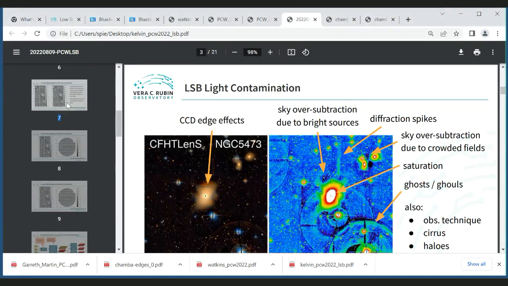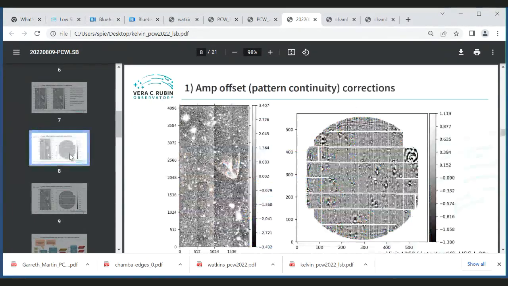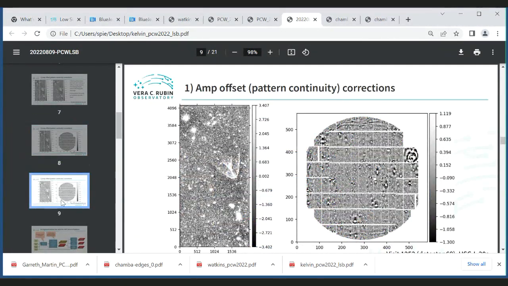Slide 8 or 9, I think. Yeah, that's it, 8. Go to 9. Yes, 9 is the after. I'm talking about the right hand plot there. That's a degree or so across, and there's all kinds of interesting things going on there. There is indeed.